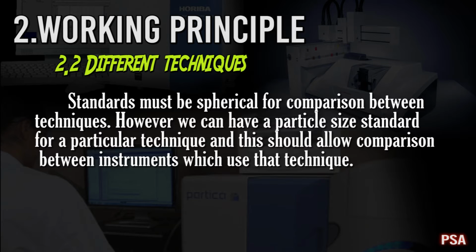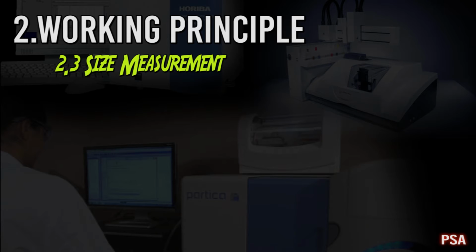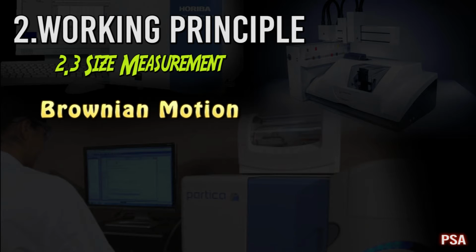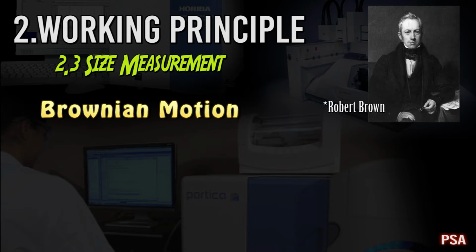For the principle of particle size measurement, the basis for nanoparticle size measurement is the phenomenon of Brownian motion. Brownian motion, also called Brownian movement, is any of various physical phenomena in which some quantity is constantly undergoing small, random fluctuations. It was named after the Scottish botanist Robert Brown, the first to study such fluctuations.